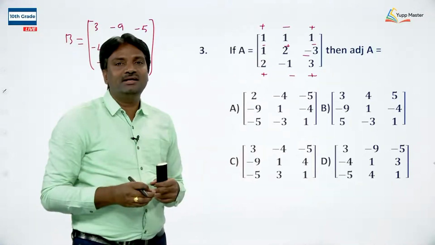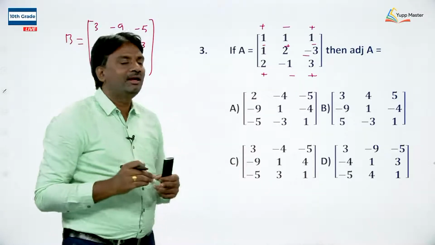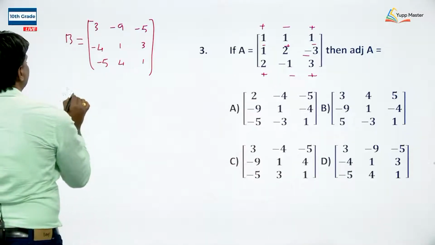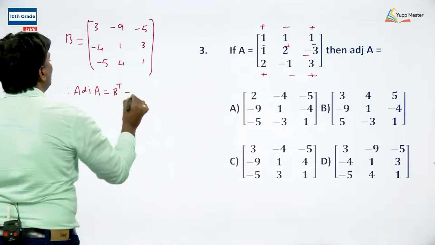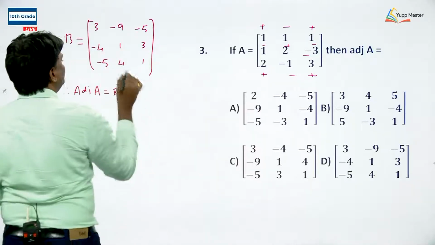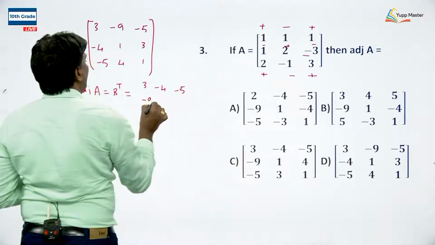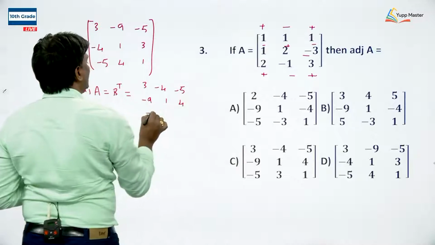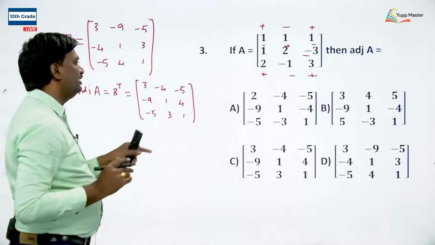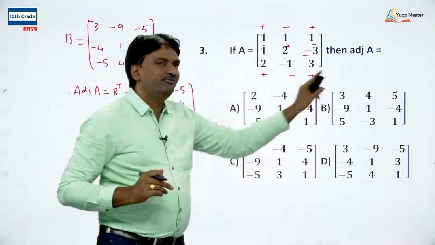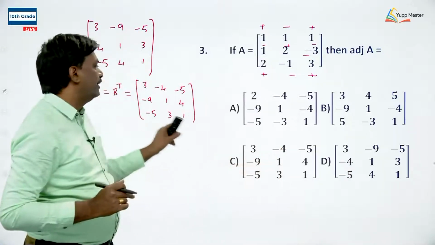Now, by finding the transpose of the matrix B, we will get a new matrix that is known as the adjoint of the matrix. So, therefore, adjoint A equal to B transpose. By interchanging the rows and columns of this matrix, we get 3, minus 4, minus 5, minus 9, 1, 4, minus 5, 3, 1. So, by observing the options, in option 3 minus 4, the first option is eliminated, but here plus 4 is there.